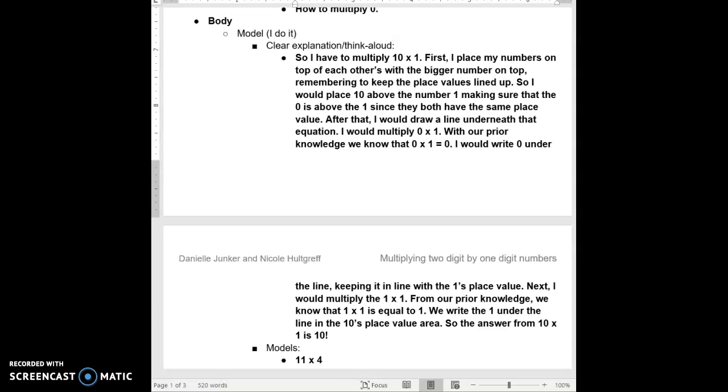Next, I'll multiply 1 times 1. From our prior knowledge, we know that 1 times 1 is equal to 1. We write the 1 underneath the line in the 10's place value area. So the answer from 10 times 1 equals 10.